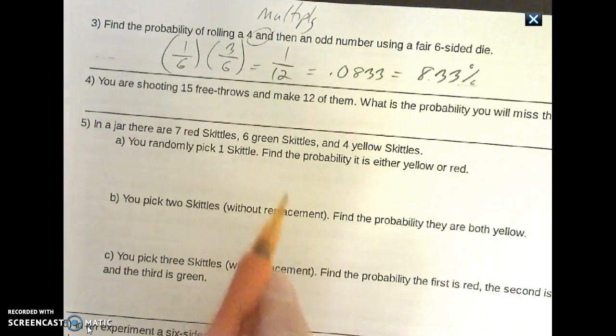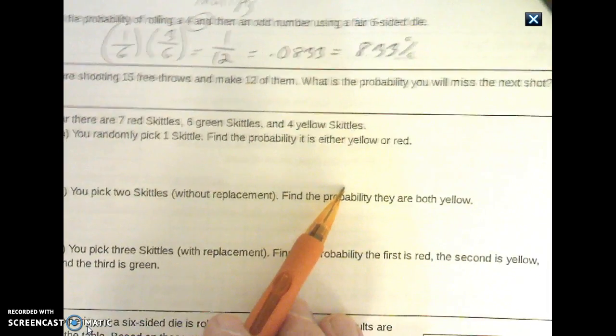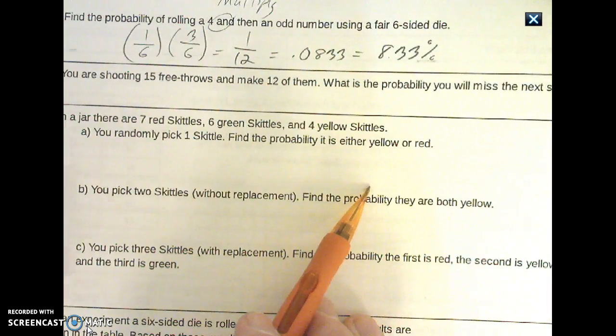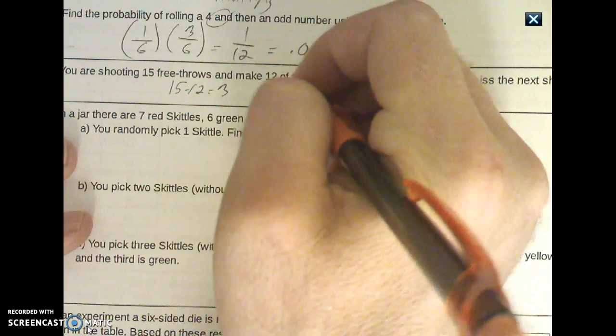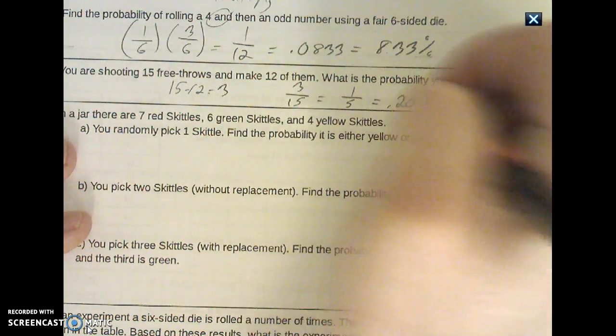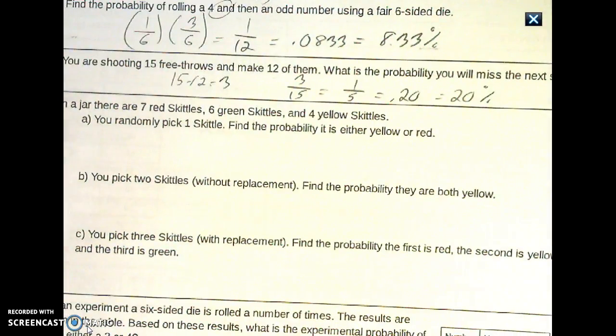You are shooting 15 free throws and make 12 of them. What is the probability you will miss the next shot? Well, out of 15 free throws, you made 12 of them. How many did you miss? You missed 3. 15 minus 12 is 3. So 3 out of 15, 1 out of 5, which is 0.20 or 20%. Okay, feel free to use a calculator as well.